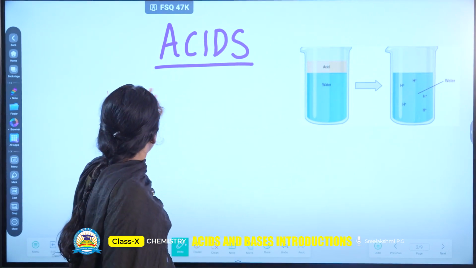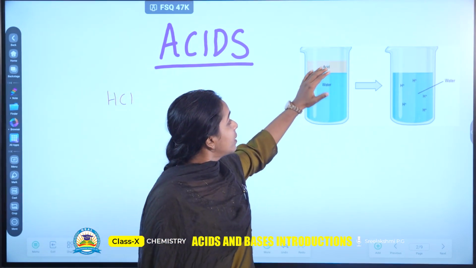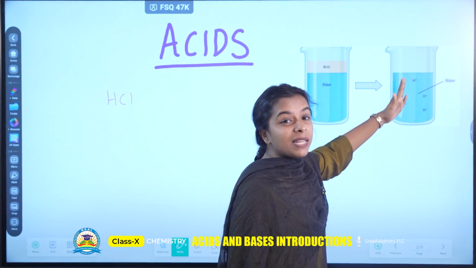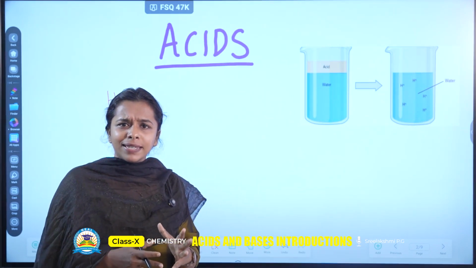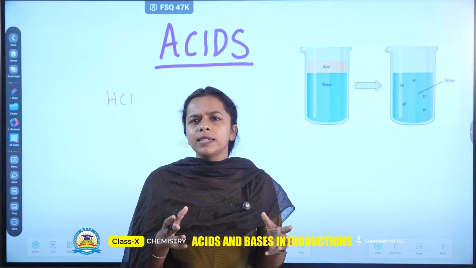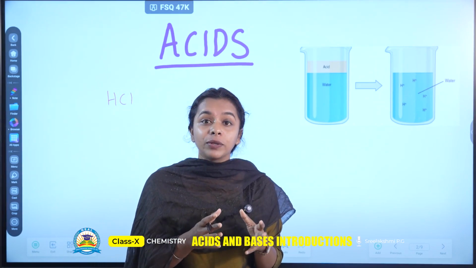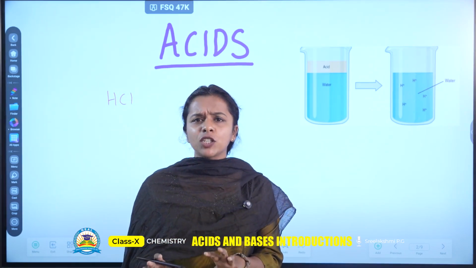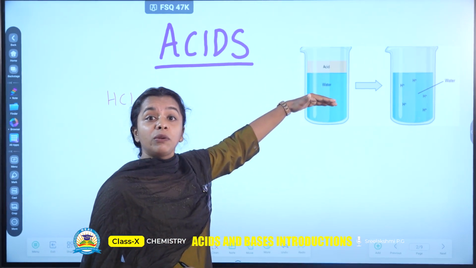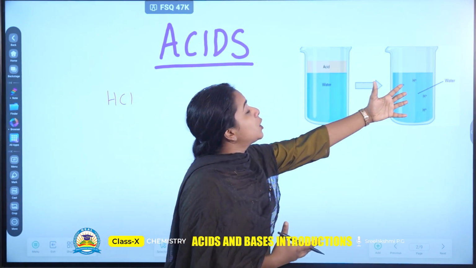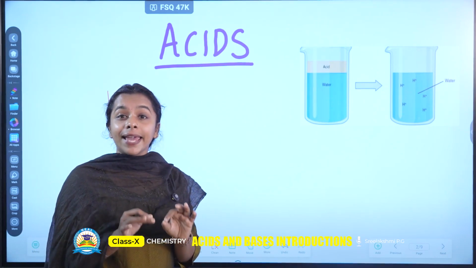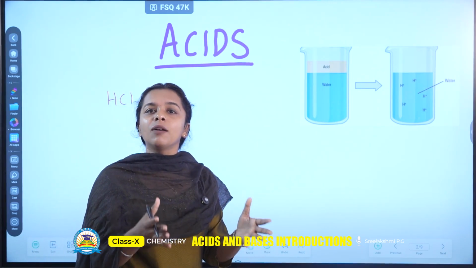That acid, let us consider it as HCl. And I'm dissolving this acid into water. And they are producing loads of H plus ions. What are these H plus ions? Yes, in our previous chapter, the language of chemistry, you must have learned about ions, right? The positively charged ion is known as cation and the negatively charged ion is known as anion. So here, this acid, when dissolved in water, is producing loads of H plus ions. That is called acids. Acid will produce H plus ions when dissolved in water.